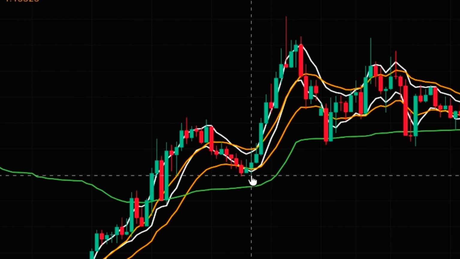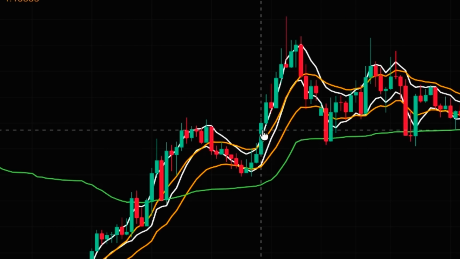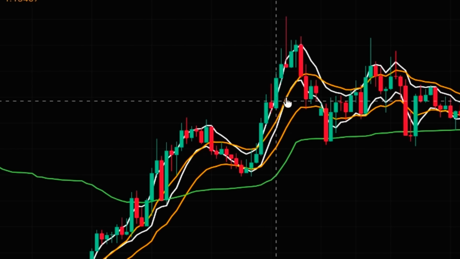In the next step, we should wait for a signal that shows the end of the pullback. We wait for the upper line of the white channel to close above the upper line of the orange channel, and here the lower line of the white channel to close above the lower line of the orange channel. When we have this situation, it tells us that probably the pullback ended and the price is gonna advance more.